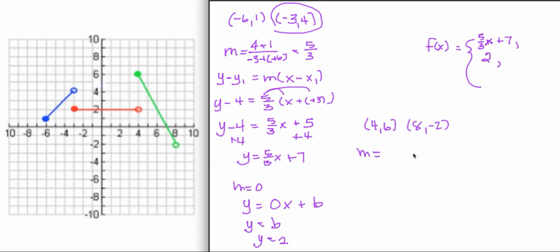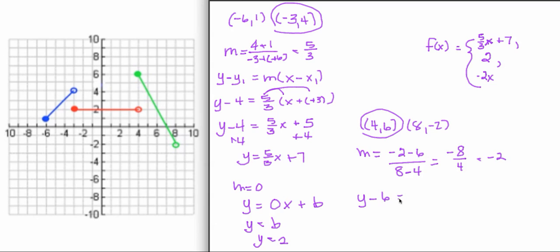But for this point, let's just do change in y, -2 minus 6 over change in x, 8 minus 4, and that's going to give us -8 over a positive 4, which is the same as -2. So the slope of that line is -2. And then we have to find the b. So again, we're going to pick 1 point. I'm going to pick this first one.